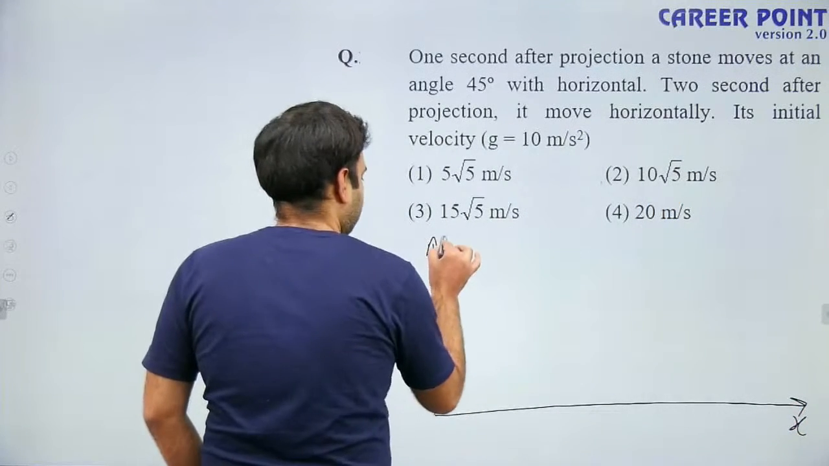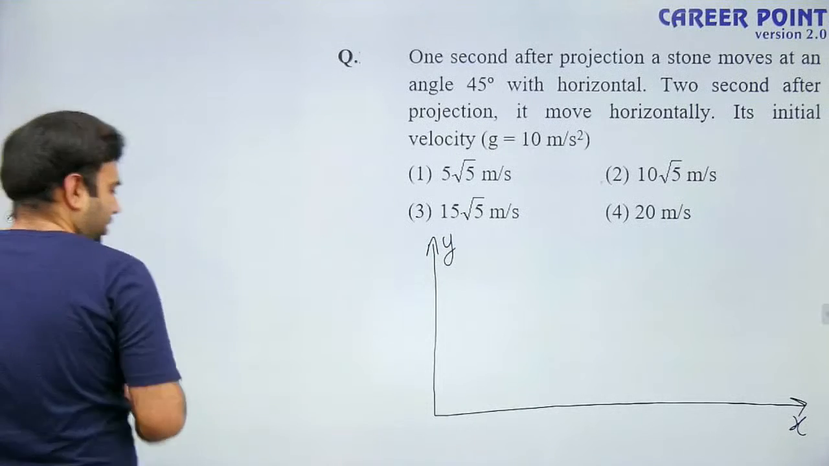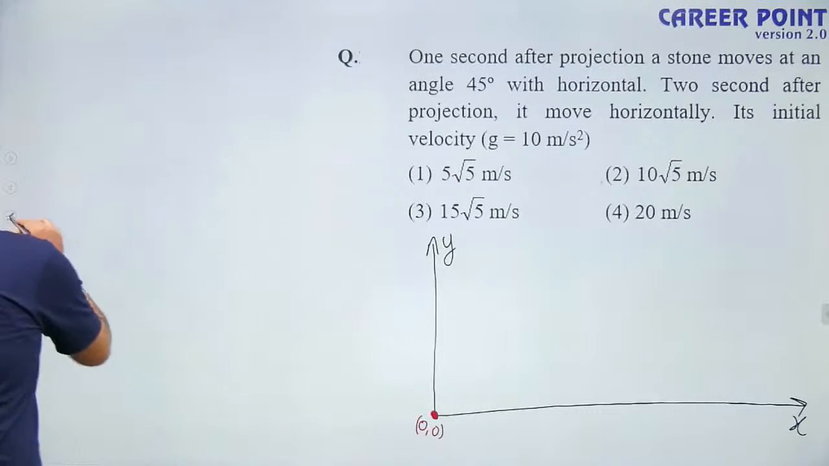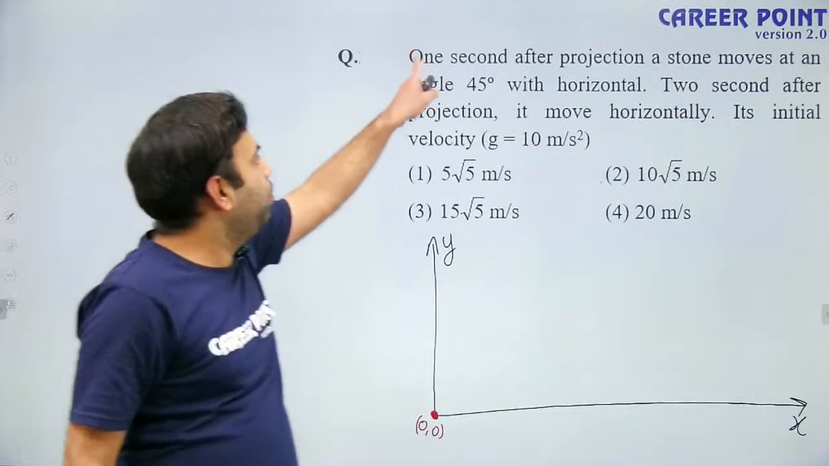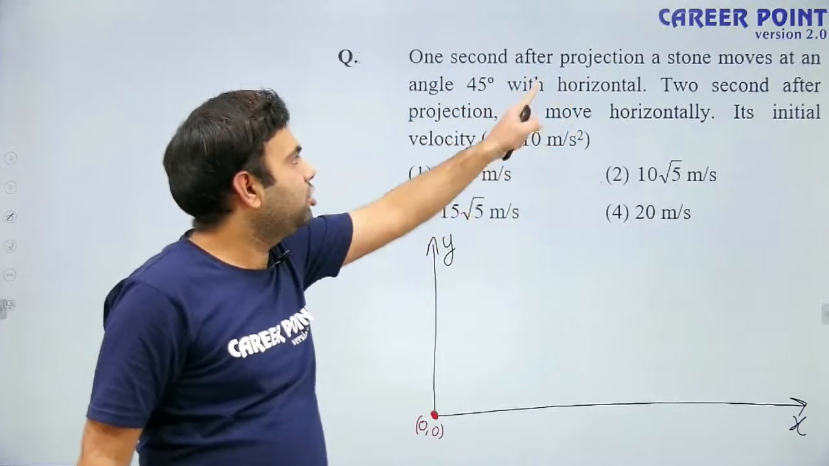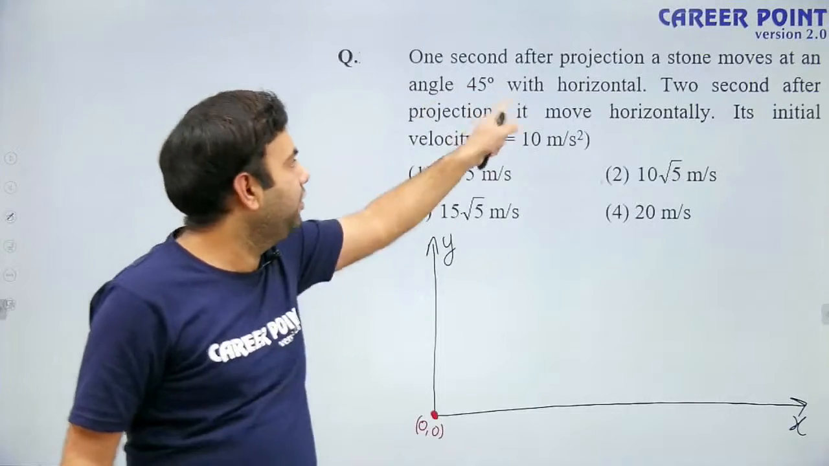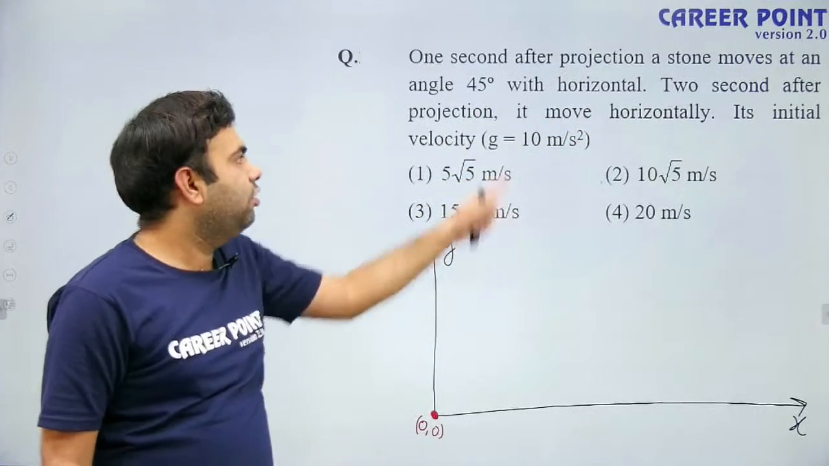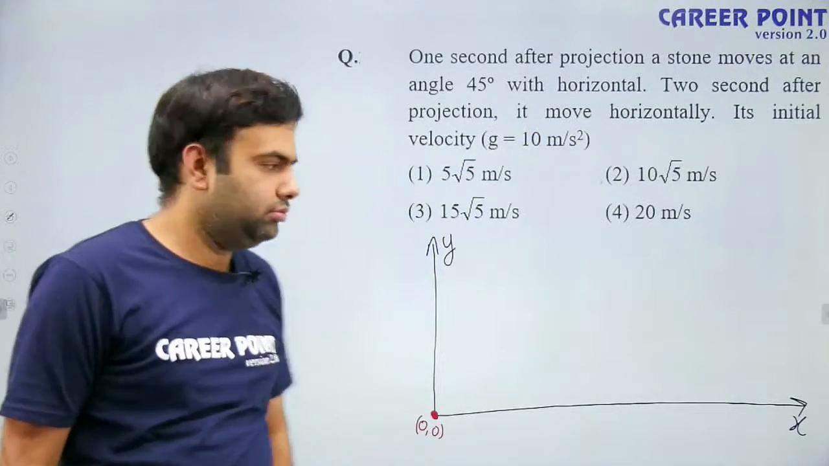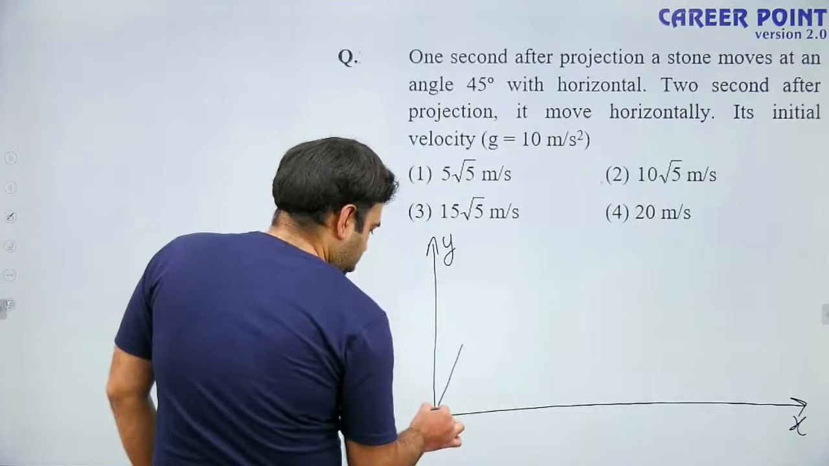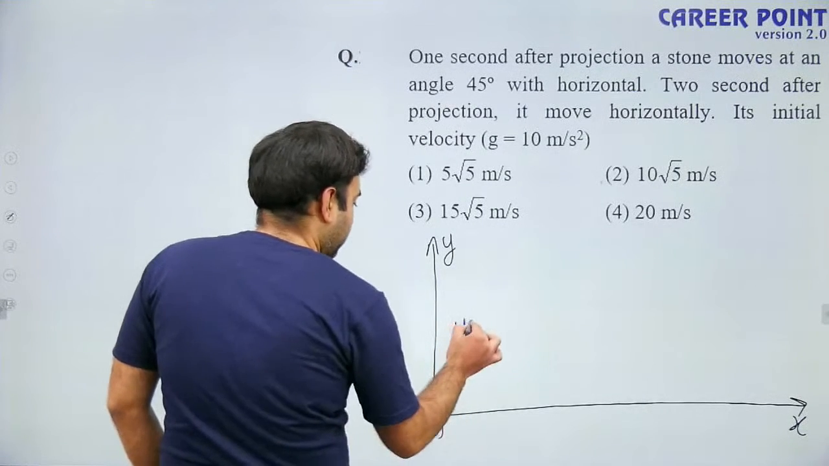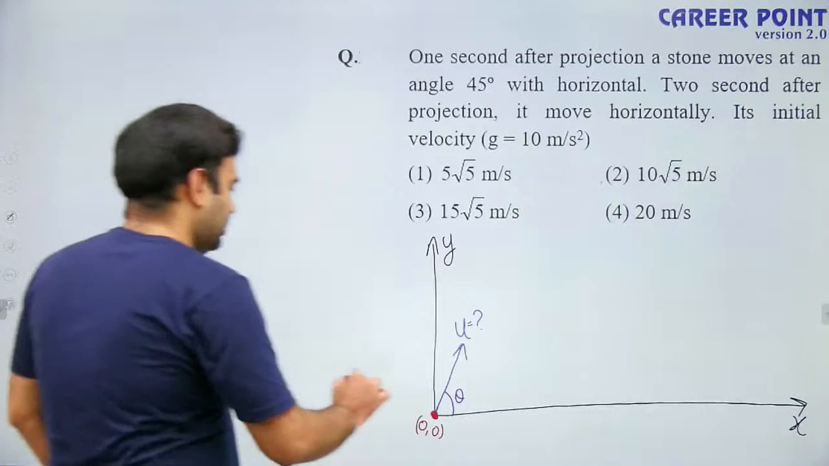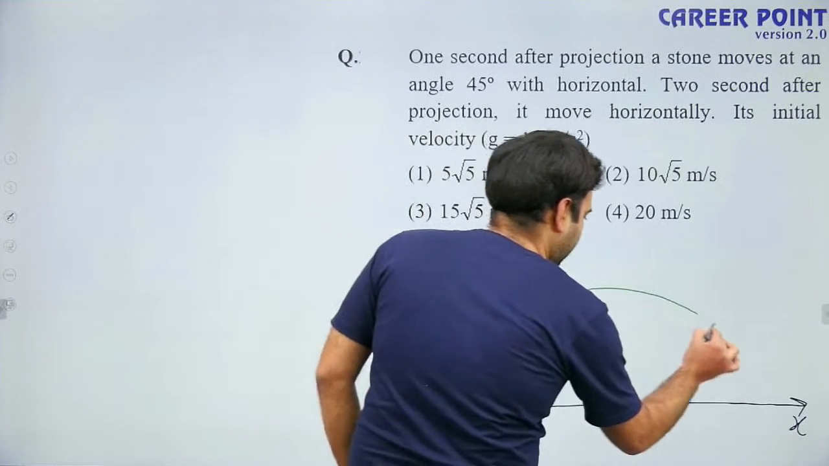This is the x-axis, suppose this is the y-axis, and we are throwing a projectile from the origin, that means (0, 0). Now let's see what the question is. 1 second after projection, a stone moves at an angle of 45 degrees with the horizontal. 2 seconds after projection, it moves horizontally. Then find its initial velocity. If I throw a stone with some unknown velocity, which we have to calculate, from some angle theta, it will take a parabolic path, projectile motion.